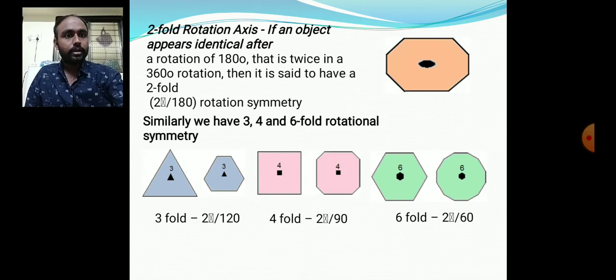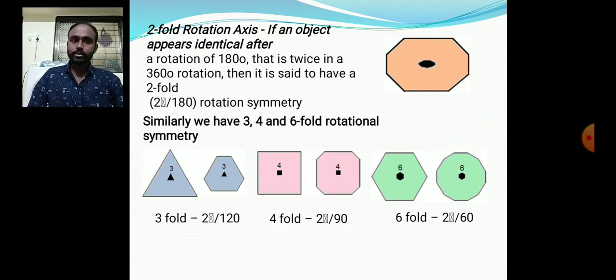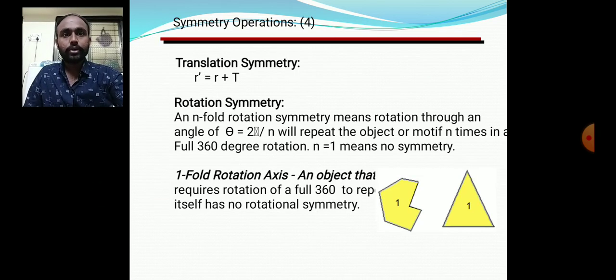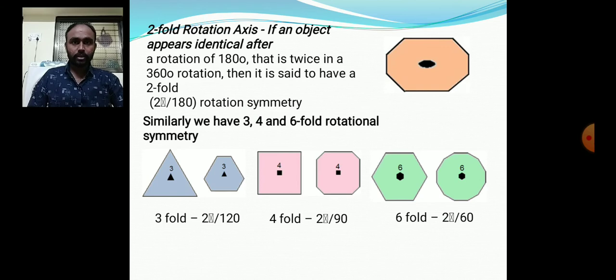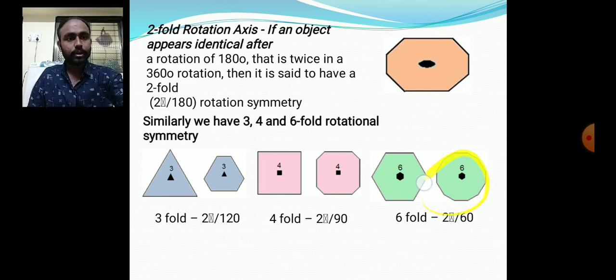Okay, and this possesses six-fold symmetry. Six-fold symmetry means the value of n will be 6. So 2 pi divided by 6, that means 360 degrees divided by 6, so that is 60 degrees. So for this hexagon, how much angle of rotation is required to get the original image? 60 degrees. For this also we require the same angle of rotation, and therefore they possess six-fold symmetry.